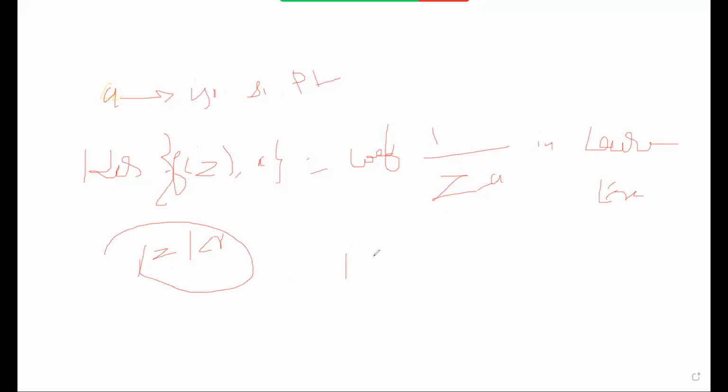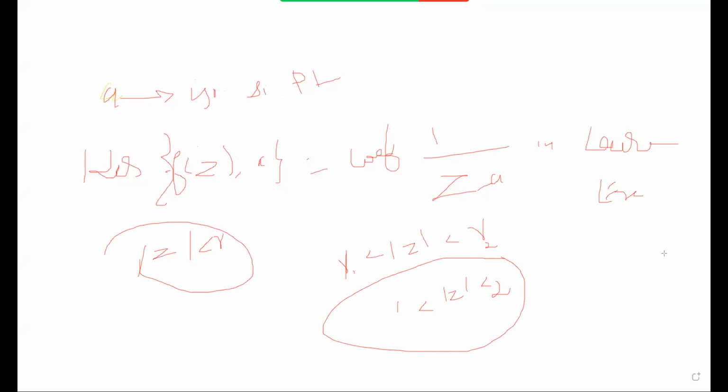Annular region means this kind of region, some R1 less than mod z less than R2. In other words, for your convenience, 1 less than mod z less than 2. This is called an annular region. In this region, the Laurent expansion is valid. Okay. So what does this mean? Wait, I'll show you.